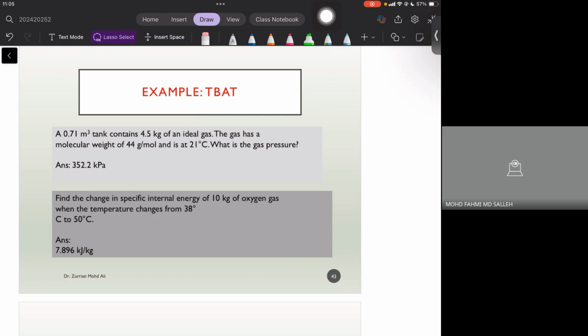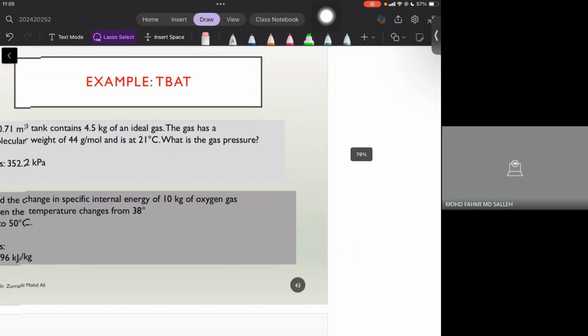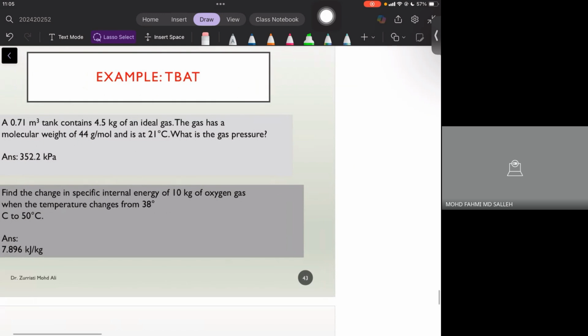So for this, there is no specific name for the gas, but it has been stated that it's an ideal gas. So definitely we are going to use the equation or formula to solve this particular question. Next, we are going to list out all the information that has been given to us.